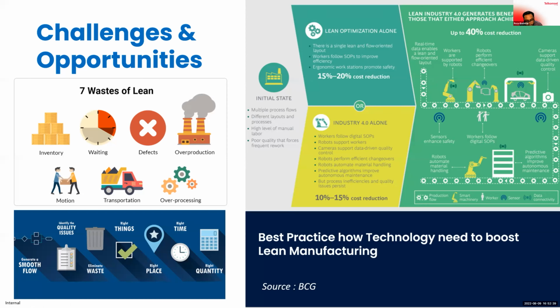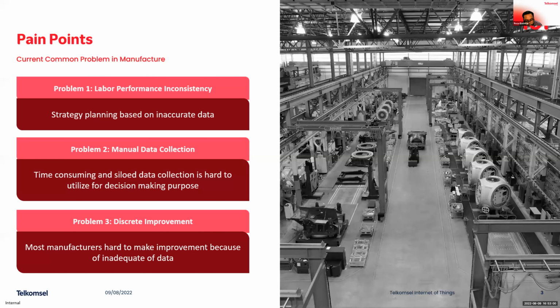Like in OT technology, there are a lot of ways. There are 7 wastes of lean if we are exploring lean manufacturing, and there are a lot of opportunities that we can elaborate and collaborate on with the 5G network in industry. And we have already identified the current common problem in manufacturing: the first is the inconsistency of labor performance.